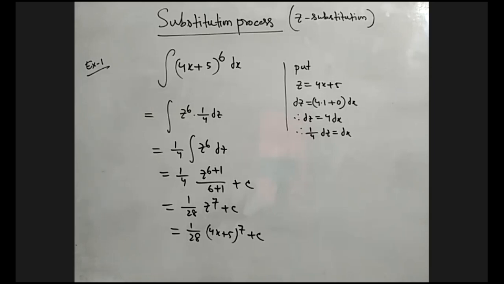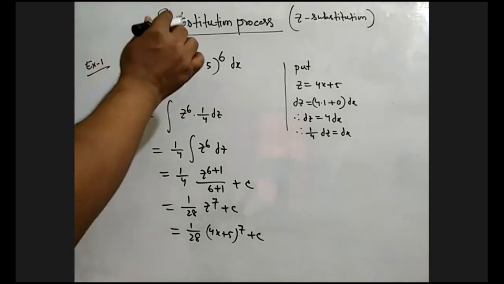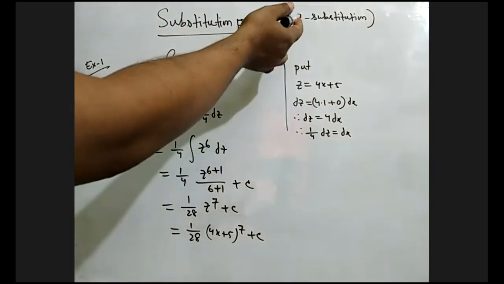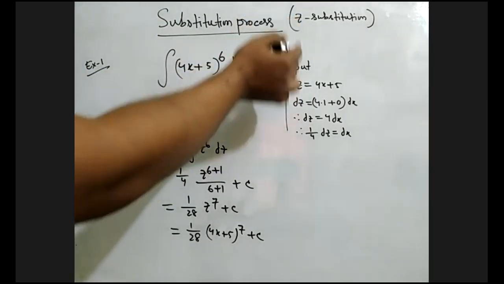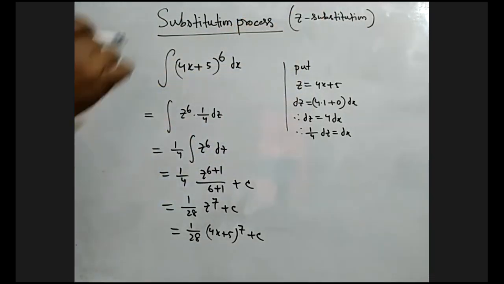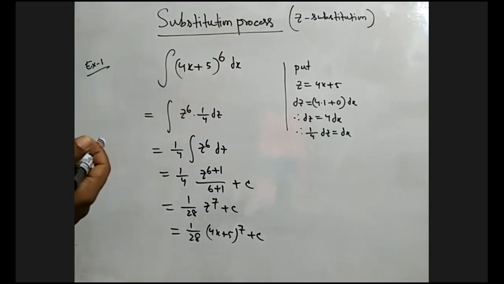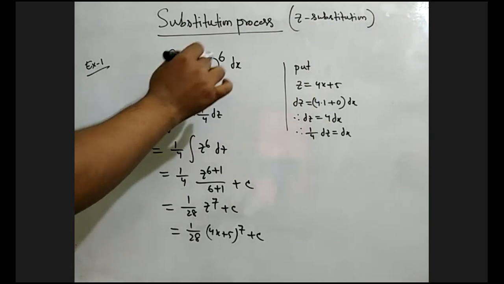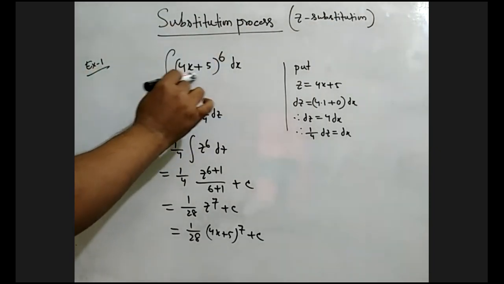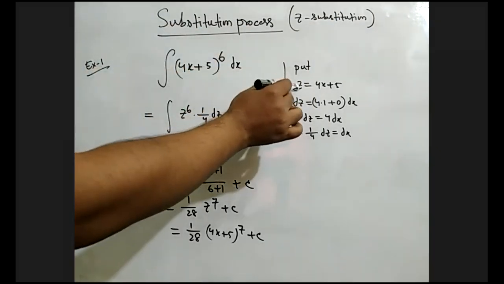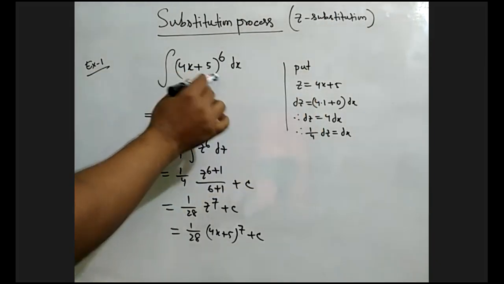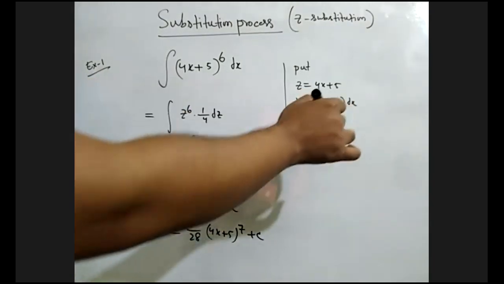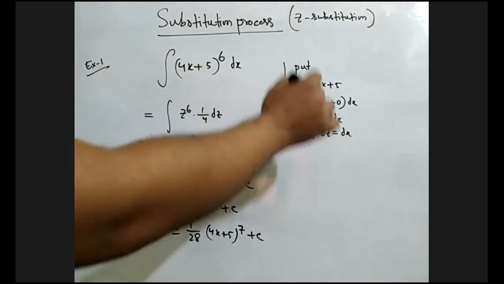Now in the substitution process, if you take z, then it will be z substitution. If you take u, then it will be u substitution, etc. So in the substitution process, how to integrate? For example, integration of 4x plus 5 whole to the power 6 dx. So for 4x plus 5, we have to consider z equals 4x plus 5. Okay, so there will be differentiation. Remember it, on the right side we have to differentiate.